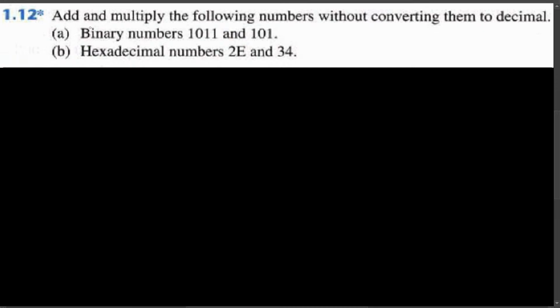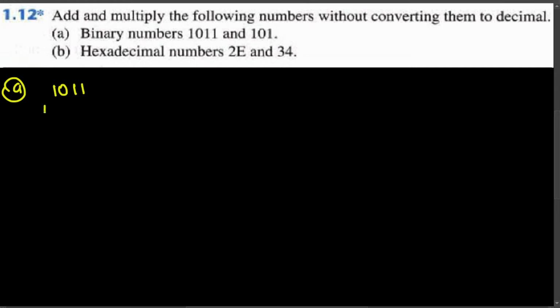His question is asking: add and multiply the following numbers without converting them to decimal. A part is the binary numbers 1011 and 101, and B part is the hexadecimal numbers 2E and 34. Now let's look at the A part. Here we have to do the addition and multiplication of these two binary numbers without converting them to decimal. So let's do it.